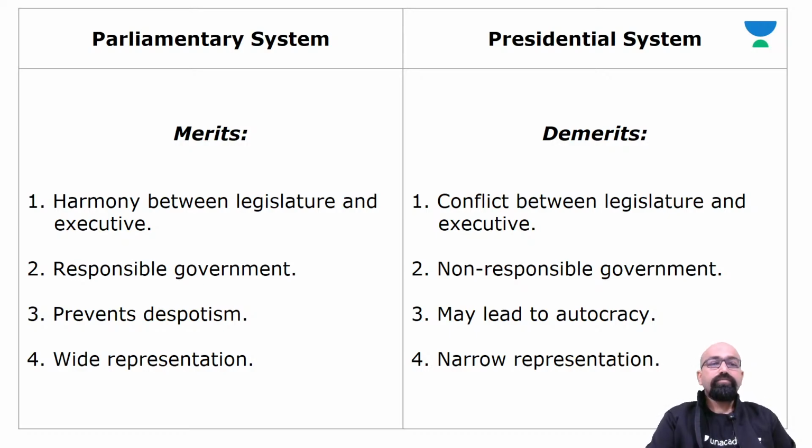So in parliamentary system, harmony between legislature and executive, whereas conflict between legislature and executive is observed sometimes in presidential system. Responsible government is the merit of parliamentary system, whereas non-responsible government is the demerit of presidential system. Parliamentary system prevents despotism, whereas presidential system may lead to autocracy.